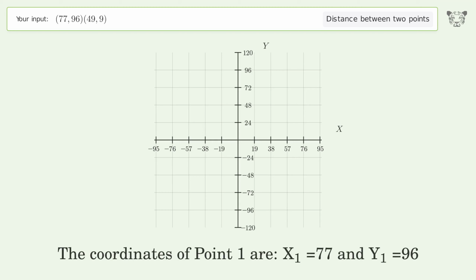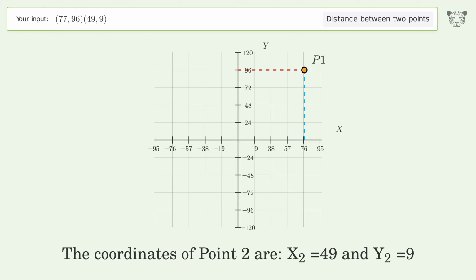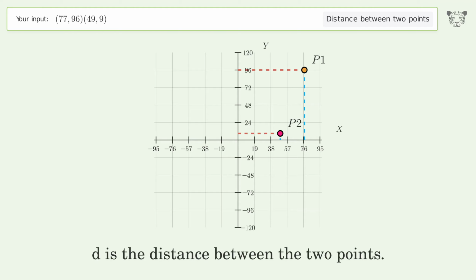The coordinates of point 1 are x1 equals 77 and y1 equals 96. The coordinates of point 2 are x2 equals 49 and y2 equals 9. D is the distance between the 2 points.